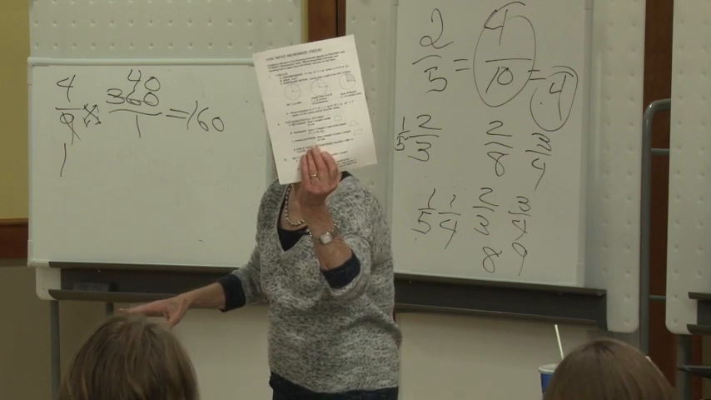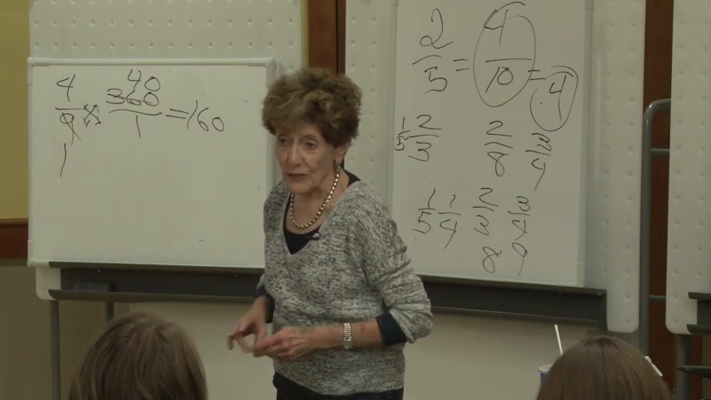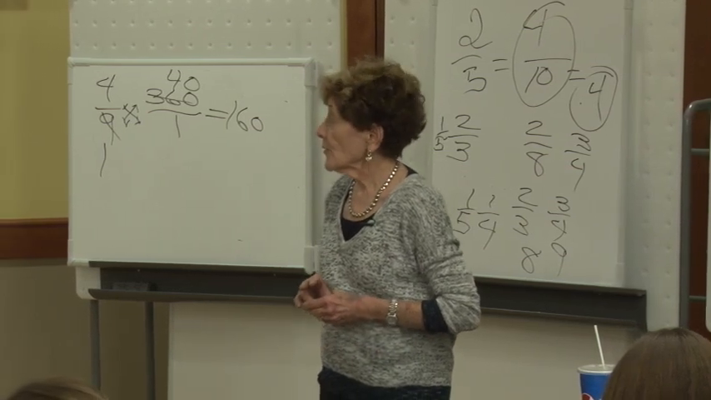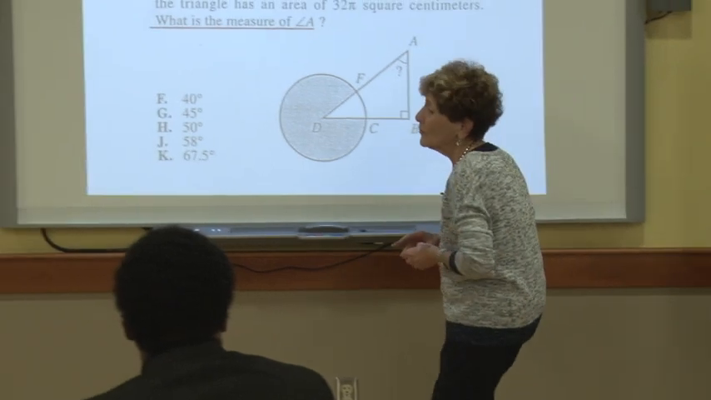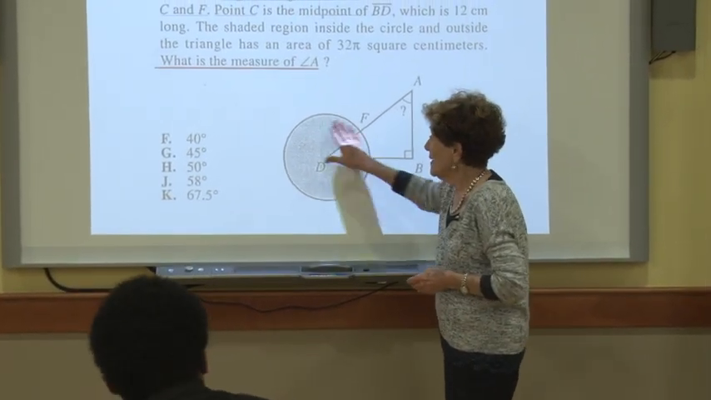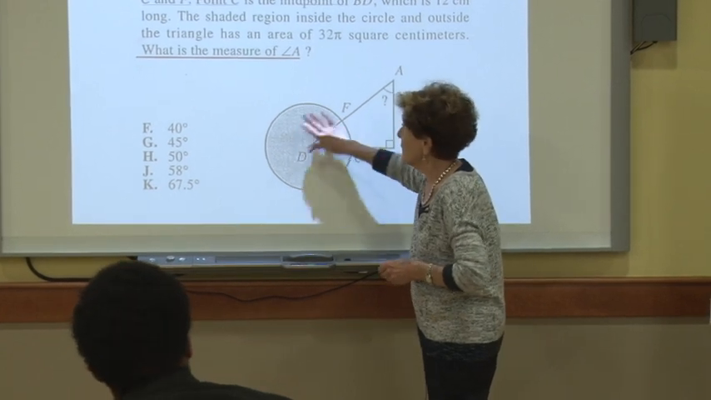Area of a circle: pi r squared. 6 squared is 36 pi. So this whole thing, see, there's not a thing here you all can't do. Not one thing. So 36 pi for the whole thing, right?